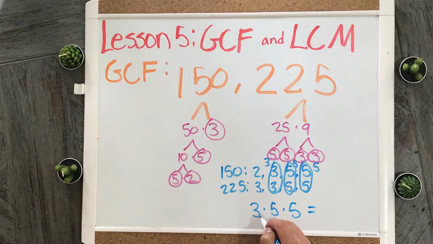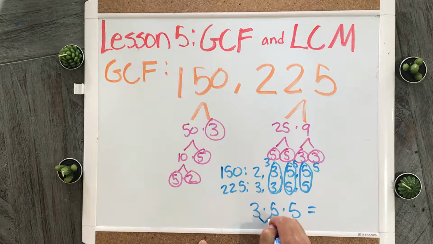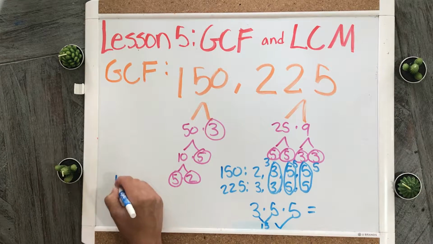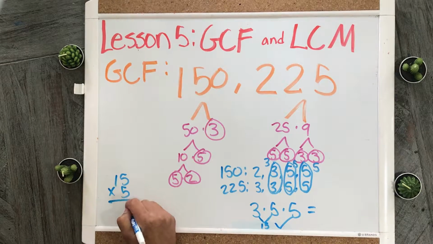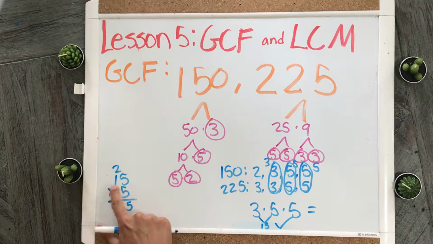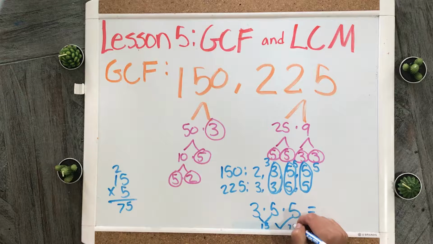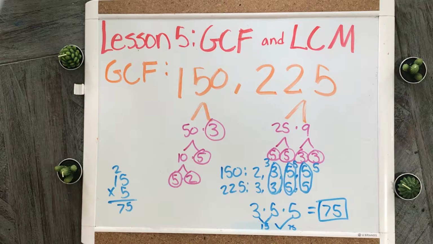3 times 5 is 15. My goodness, that does not look too presentable. 15. That's a little better. Now let's do 15 times this last number we have here, 5. Okay, let's work that out on the side. 15 times 5. 5 times 5 is 25. Put your 5, carry your 2. 5 times 1 is 5, plus 2, 7. Okay, so our greatest common factor is 75. Greatest common factor of 150 and 225 is 75. Go ahead and get that down for me.